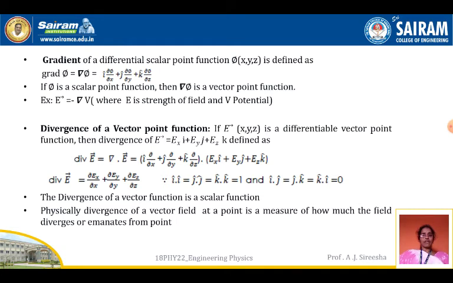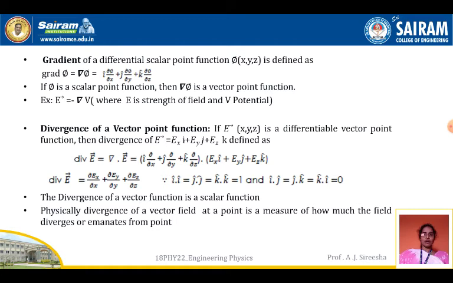Now, divergence of a vector point function. If E is a vector having components Ex, Ey and Ez, a differentiable vector point function, then E is Ex into i cap plus Ey into j cap plus Ez into k cap, and divergence of E, div E, is defined as del dot E. That is, it is a dot product.